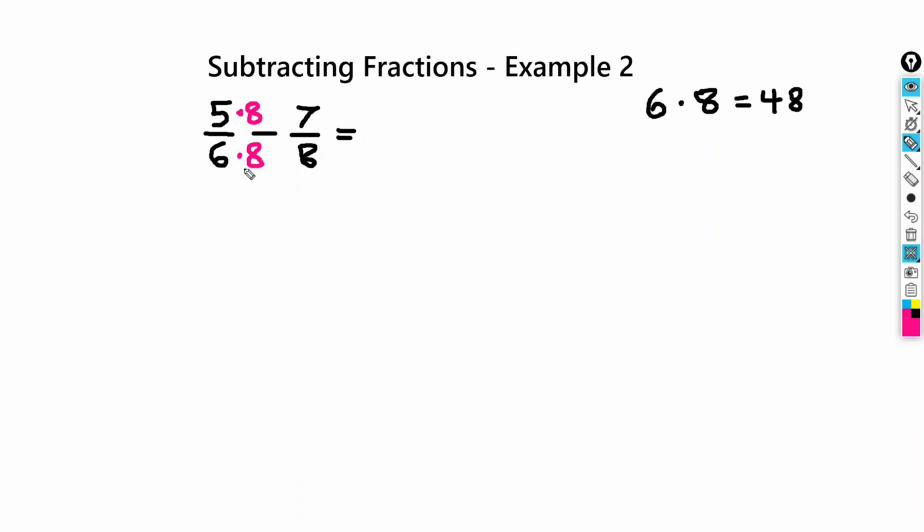That'll give me a denominator of 48 for that first fraction. And then I want to multiply the second fraction by 6 over 6. That's going to give me a denominator of 48 for the second fraction as well. So we do 5 times 8, which is 40, over 6 times 8, which is 48. And we're subtracting 7 times 6, which is 42, over 8 times 6, which is 48.